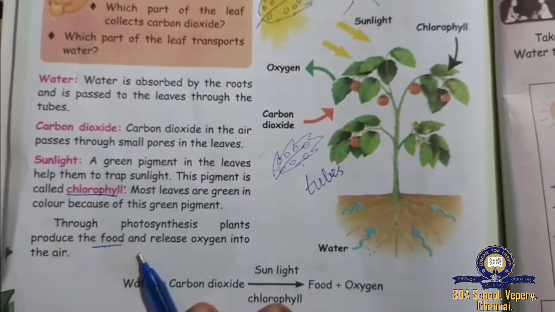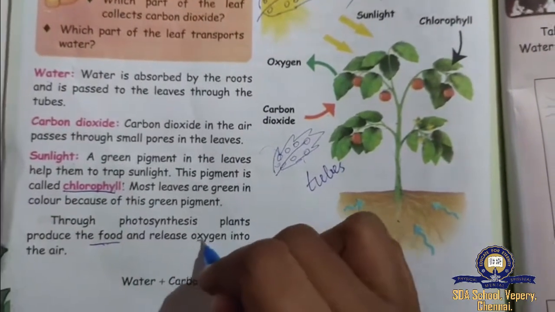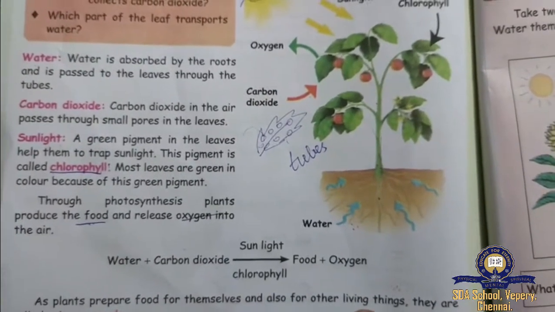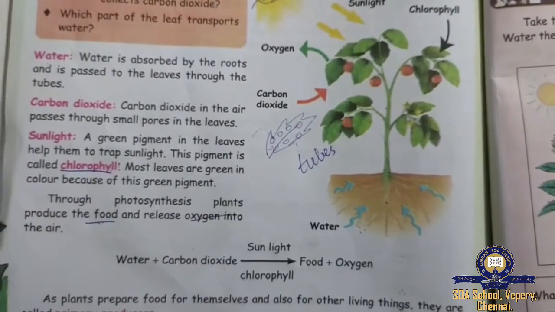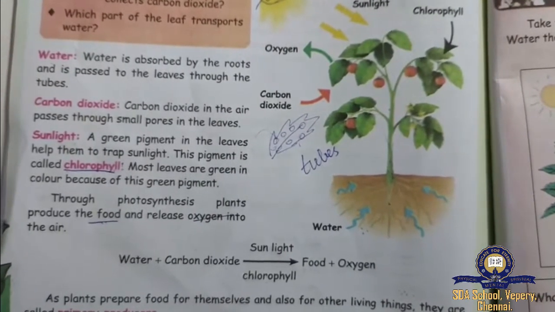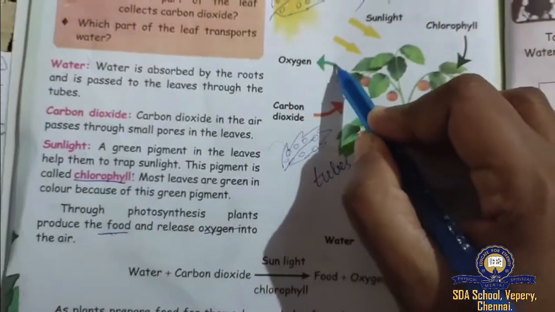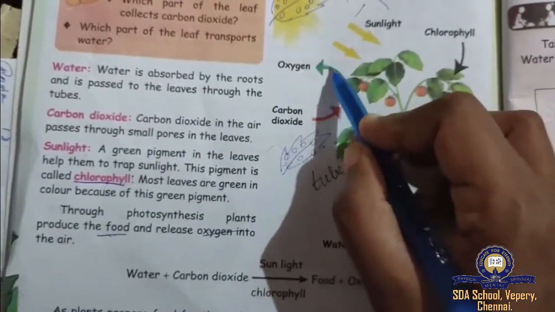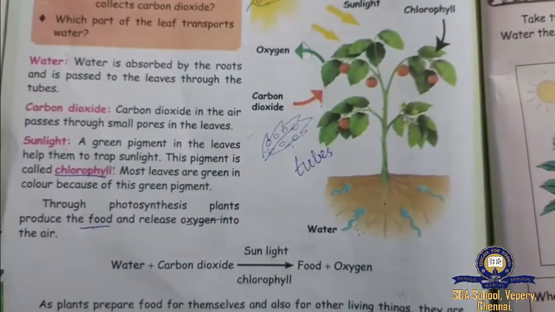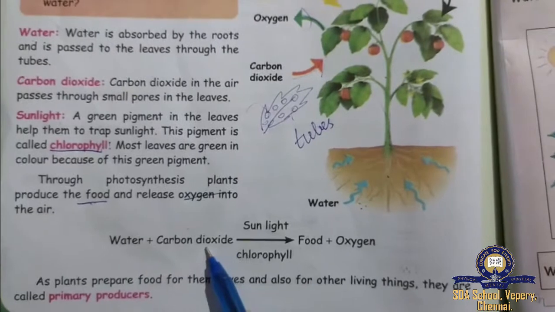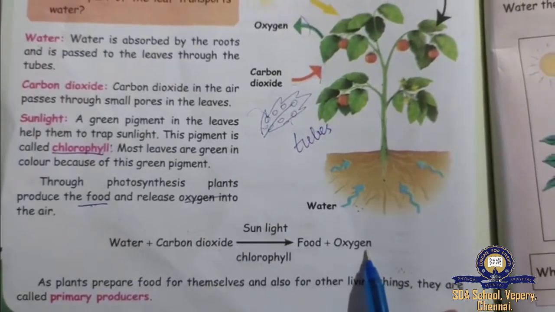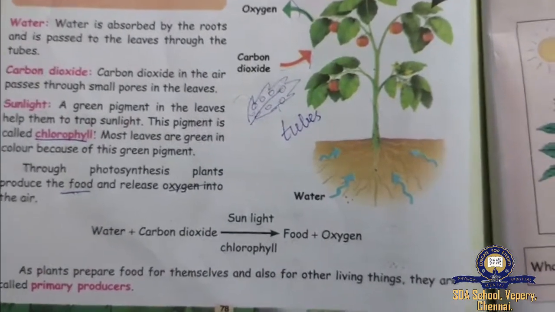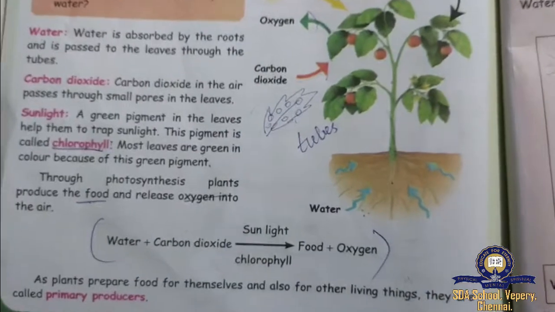After producing food, the oxygen will be released from the plant to the air. That oxygen only we are taking in. As human beings, we are breathing oxygen, right? So plants leave oxygen and take carbon dioxide. So water plus carbon dioxide gives food and oxygen, in the presence of sunlight and chlorophyll. Okay, this is very important. You have to learn this reaction.